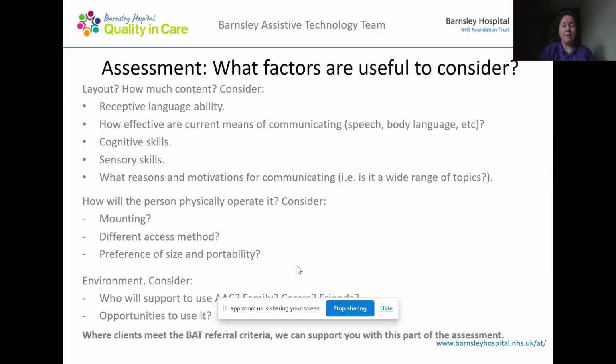It's not that we're expecting you to come up with the answers, but in the referral, if you could let us know if you think directly using a screen seems hard for this person, so they might need something different, then we can support with that. And if you think they might benefit from a certain size or being quite portable. I've had people in the past, for example, like things that are quite small that they can put in their pocket.